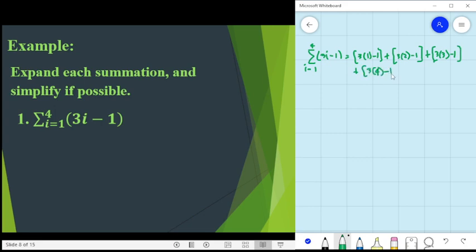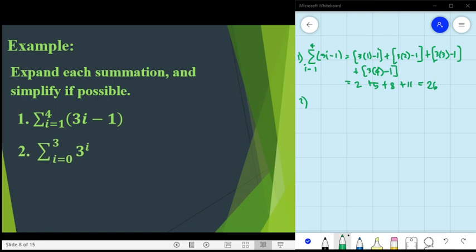4 minus 1. So we have 3 times 1 is 3 minus 1 is 2, plus 3 times 2 is 6 minus 1 is 5, plus 3 times 3 is 9 minus 1 is 8, plus 3 times 4 is 12 minus 1 is 11. So the sum is equal to 2 plus 5 is 7, plus 8 is 15, plus 11 is equal to 26. Okay, that is number 1. Next is number 2.